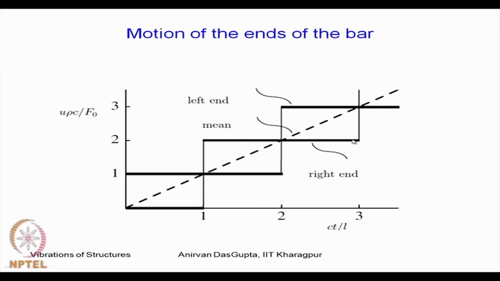So, this is the right end of the bar. Here the wave again reaches the left boundary, and the left boundary takes a displacement jump. So, like this the two ends of the bar are moving, but now they are moving in discrete steps, as you can see here. Now, this is the mean motion of the bar. So, let us see what is happening.